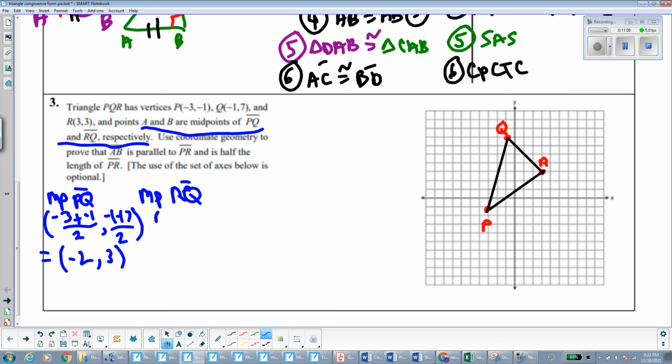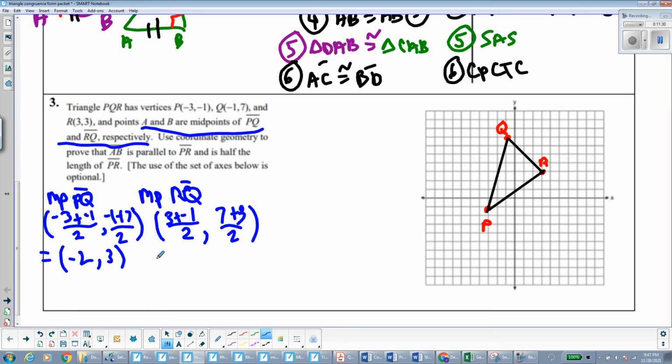And for RQ, let's average the x coordinates. That's 3 and -1 divided by 2. And if we average the y coordinates together, that is 7 and 3 divided by 2. So that gives us 1. 2 divided by 2 is 1. And 10 over 2, which is 5.